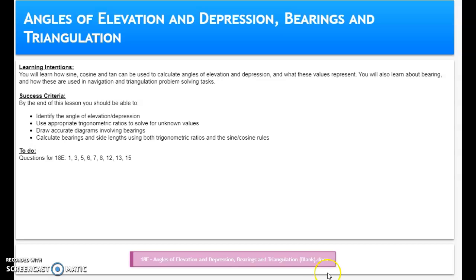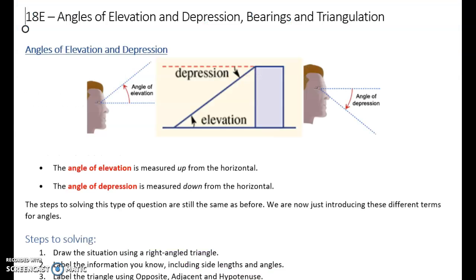So we're going to work through the worksheet that I've attached on Sector. And here it is. So 18E, angles of elevation and depression, bearings and triangulation. So of course, elevation means that it elevates from the horizontal. It goes up. Depression means it drops down from the horizontal. So if you consider your eye level as the horizontal, that might make it easier for you.